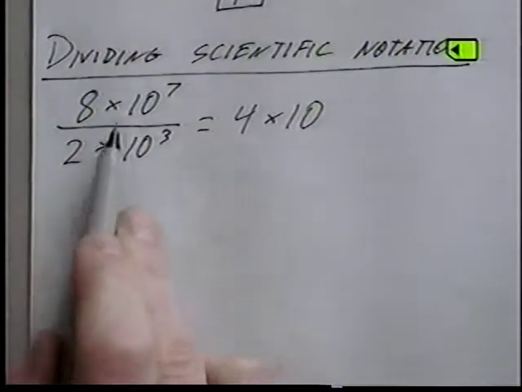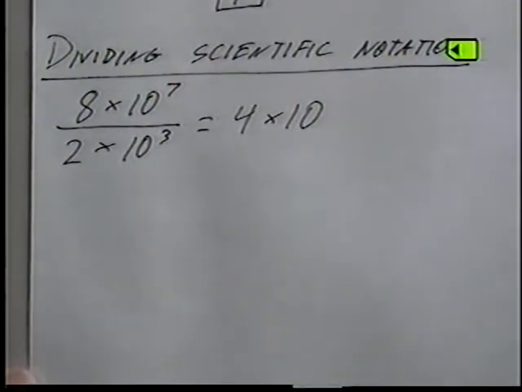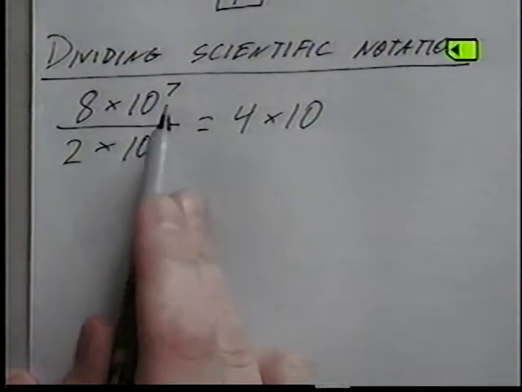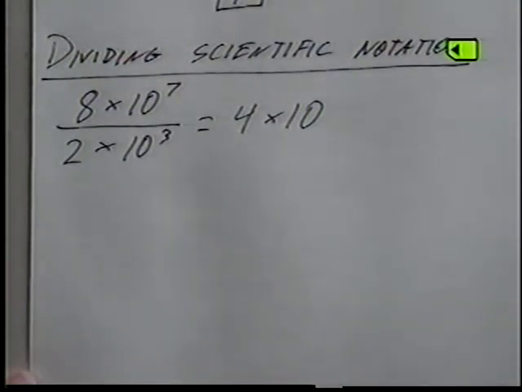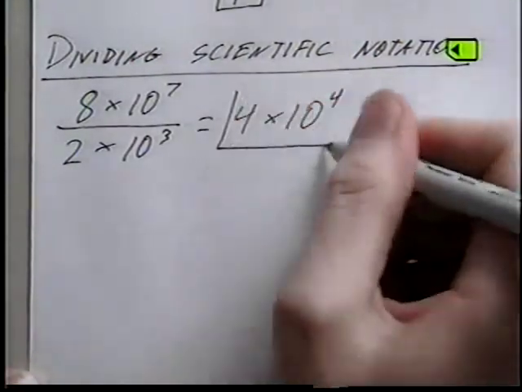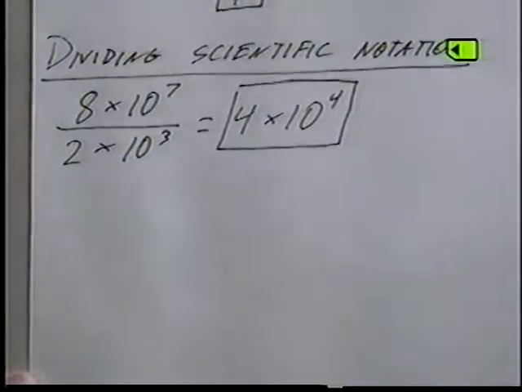Times 10 stays the same. Both have the same base, so the base stays the same. And just like before, exponents, when you divide, when they have the same base, you can subtract. 7 minus 3, which will be 4. So final answer is one number in scientific notation, 4 times 10 to the 4th power.